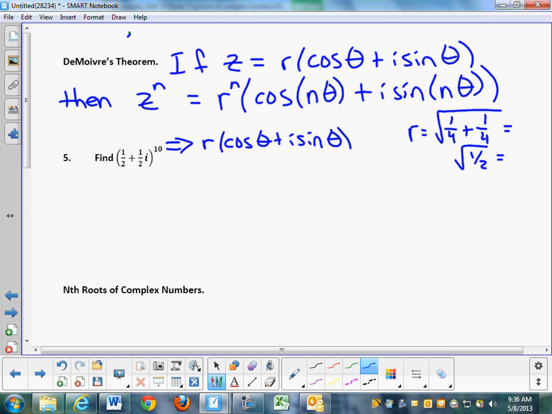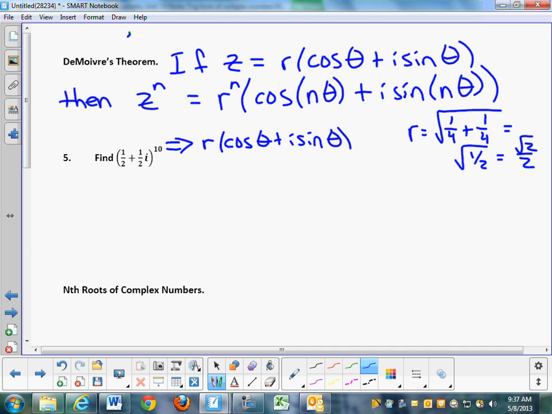You can take the square root of 1, right? And you get 1 over the square root of 2. Rationalize the denominator. Square root of 2 over 2, right? Does that look familiar? Sure does. So we got the square root of 2 over 2. That's my r value. Is everybody clear how to find r? And that's called our modulus.